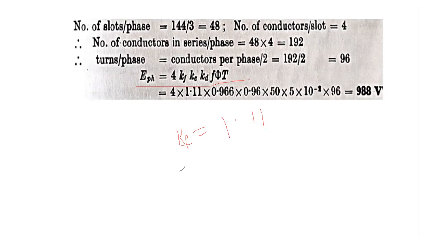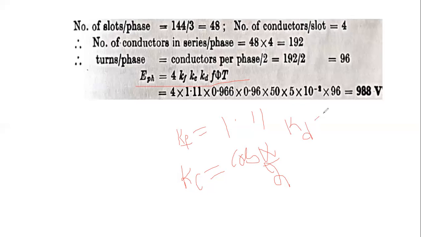What is the formula for Kc value? Kc is equal to cos alpha by 2. That is the coil span factor. We already know that it is the coil span factor. Kc is equal to cos alpha by 2, where alpha is 180 degrees minus electrical span. After calculating the Kc, then we calculate the Kd, which was calculated in the previous slide.